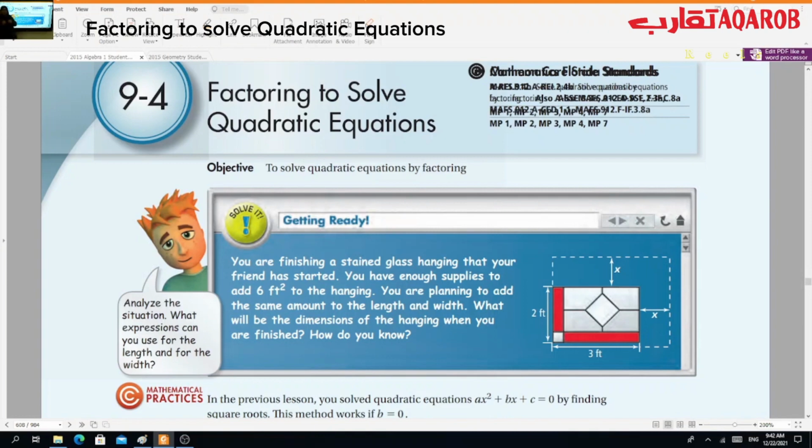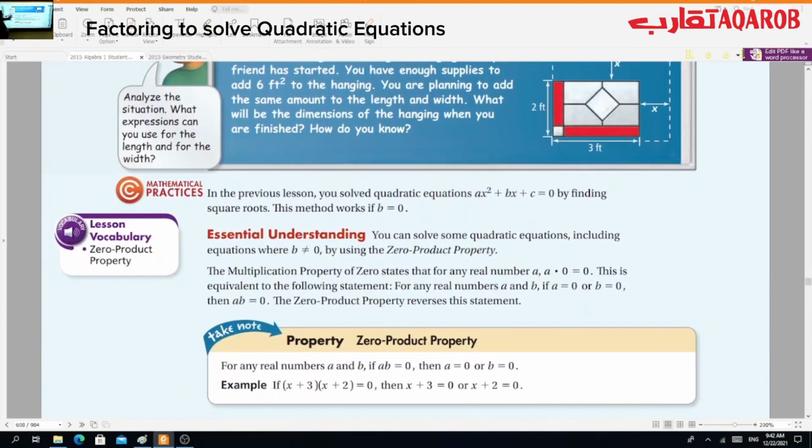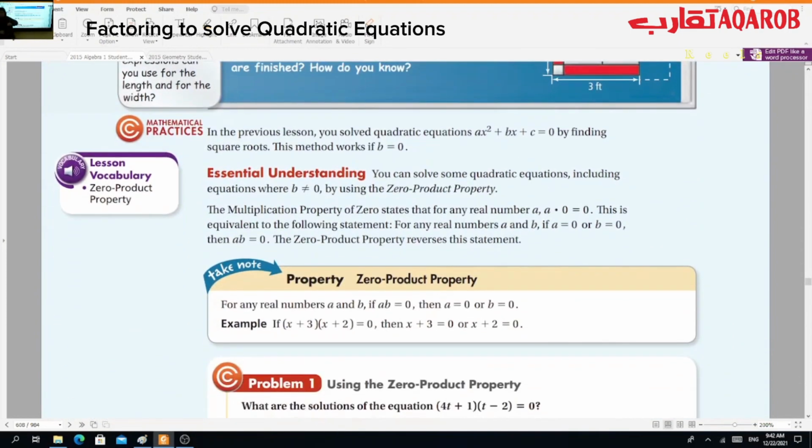Now we will solve today quadratic equations that have the form ax squared plus bx plus c equals 0, which is the standard form for a quadratic equation. We solve it by factoring. We will have other methods to solve it, but today the lesson is about solving by factoring.